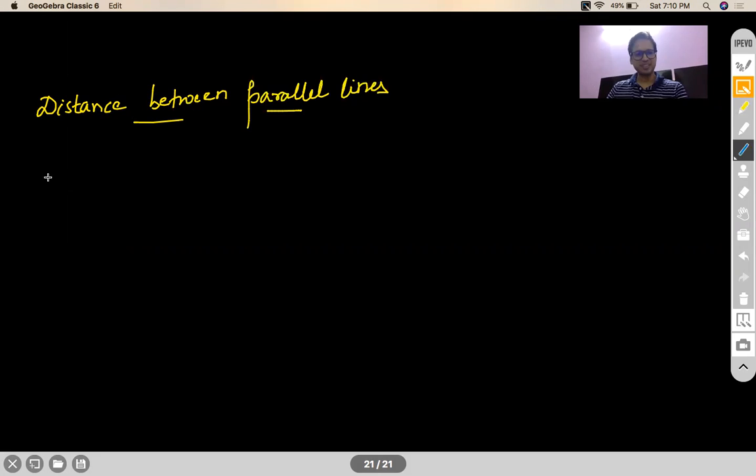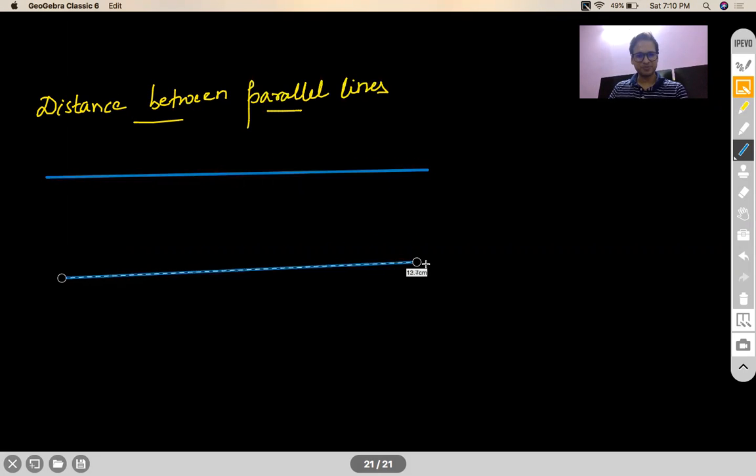Okay, now we are taking up a concept of distance between parallel lines. Now let's say we have been provided with two lines which are parallel to each other.